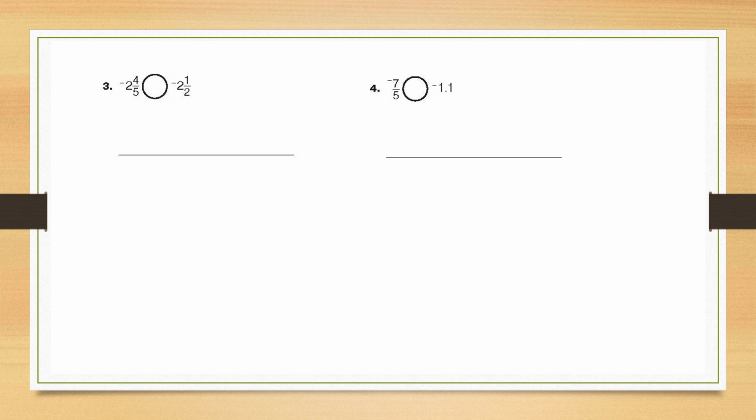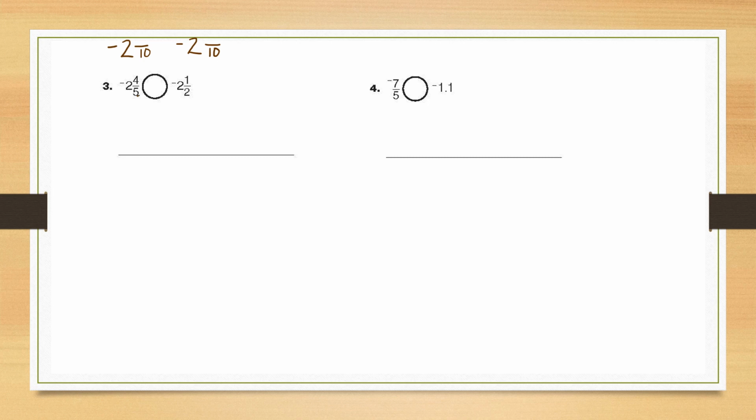Question number 3. -2 and 4/5 compares to -2.5. One thing that you can do to make sure that you are comparing equivalent fractions is to rewrite the fractions so that they have common denominators. In this case, a common denominator could be 10.